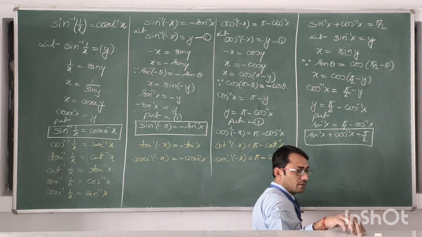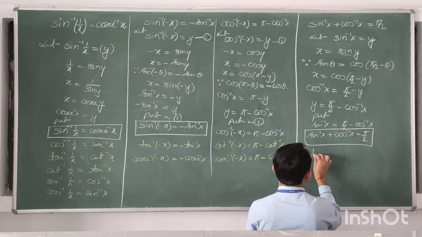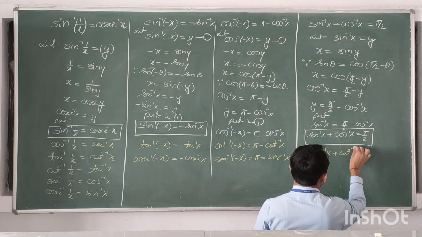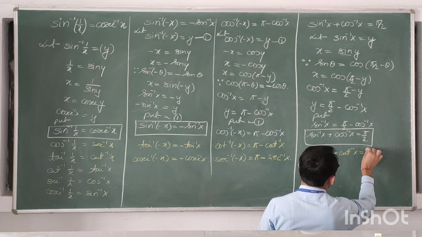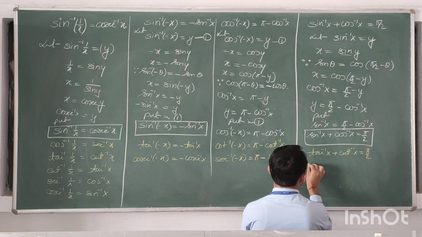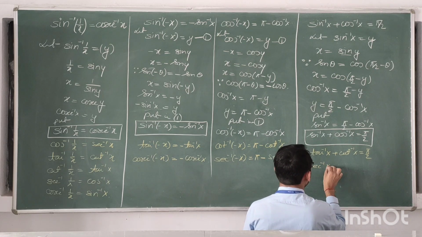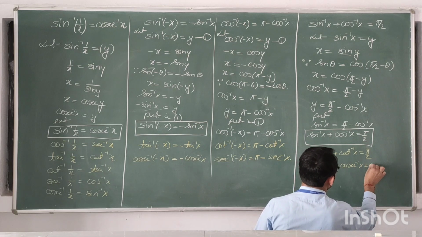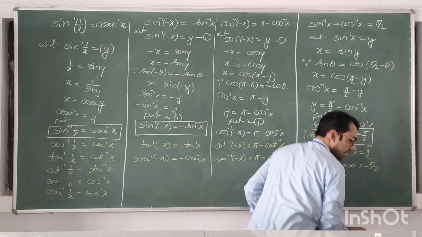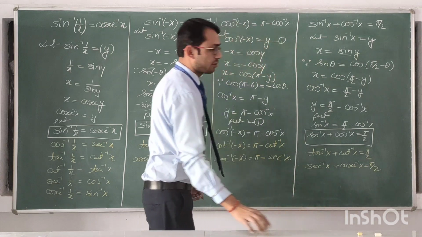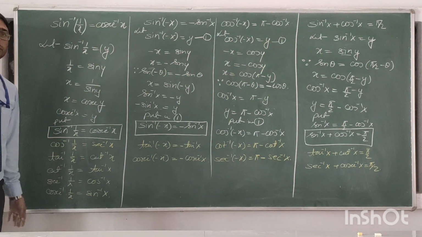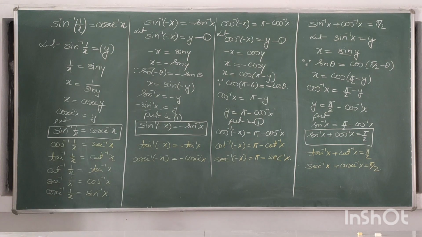Same way, tan inverse x plus cot inverse x equals pi by 2. Sec inverse x plus cosec inverse x equals pi by 2. So likewise you could do this also. So I suppose you will be able to understand this. So try to remember, we will continue with the next question.